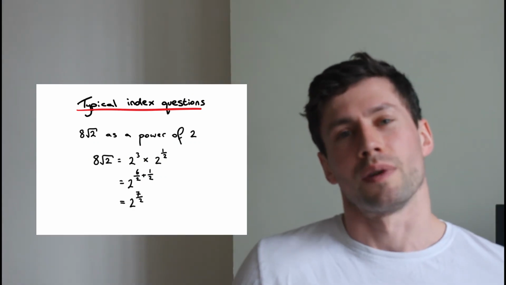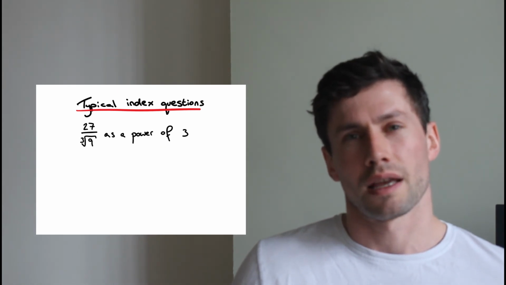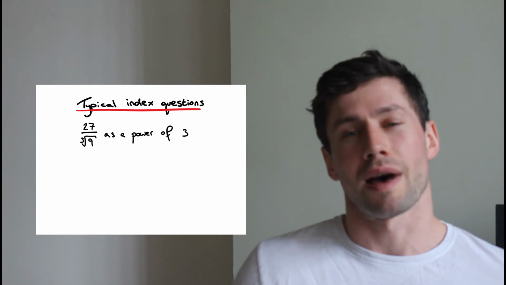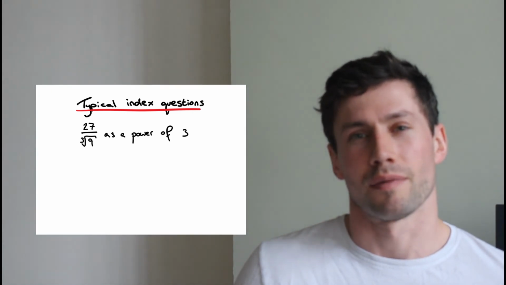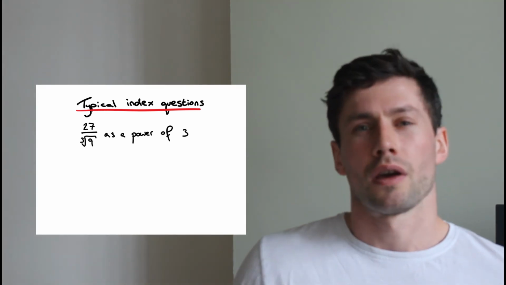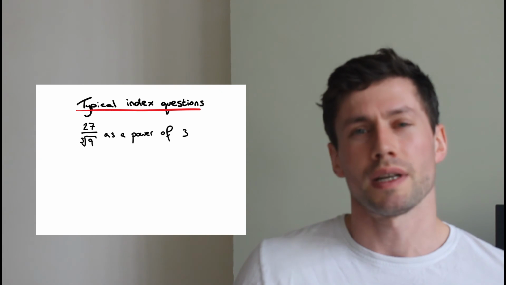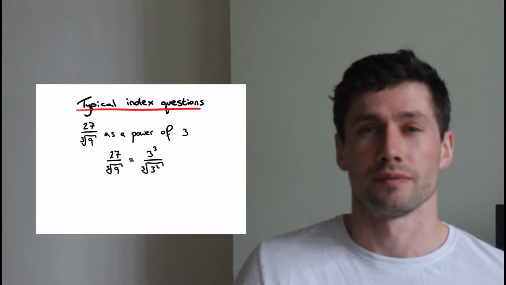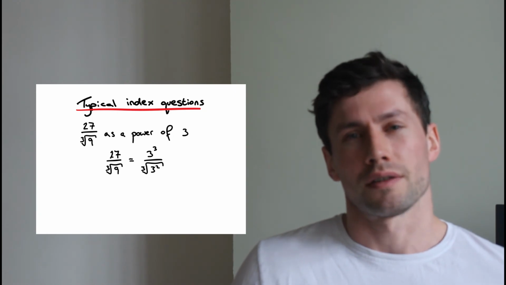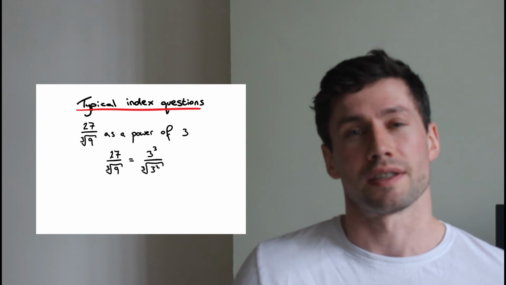The next example we will look at is 27 over the cube root of 9. Here you have to write this as a power of 3. Pause the video now and have a go at it before we go through the method. Okay, so let's write the first line in terms of 3 first. Well, 27 is 3 cubed, so we can replace the top line with 3 cubed. 9 is 3 squared, so we can replace the bottom line as the cube root of 3 squared.